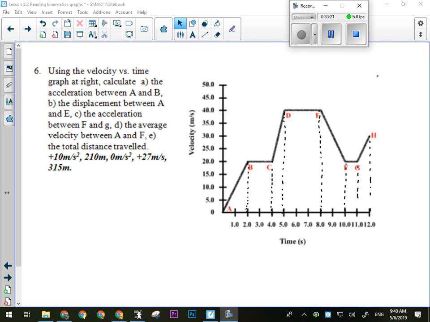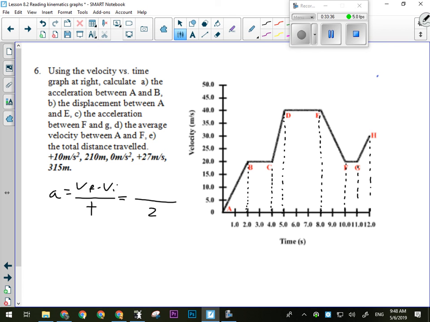All right, so for number 6, part A, we're calculating acceleration, so we're just using VF minus VI over T here, and that is between A and B. So we have a time of 2 seconds, our final velocity is 20, and our initial velocity is 0, so our acceleration there is positive 10 meters per second squared. Pretty straightforward on that one.